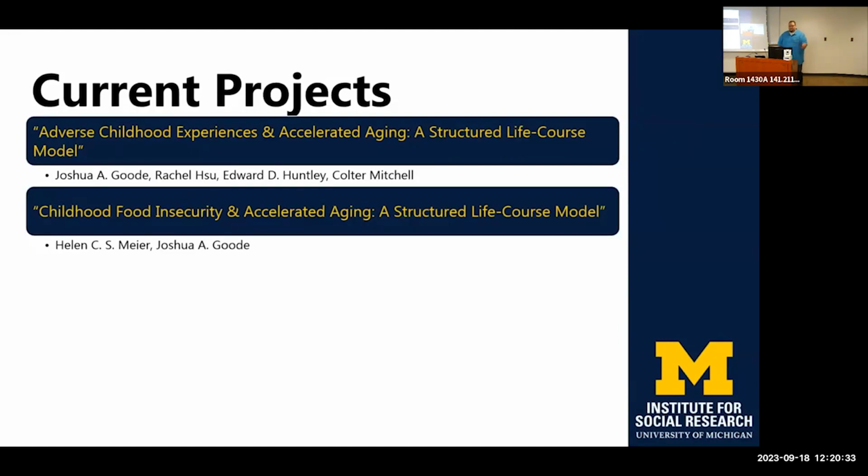This is really similar to the previous project that I mentioned. Again, using accelerated aging from the epigenetic clocks and looking at food insecurity as the predictor at ages 1, 3, 5, and 9.